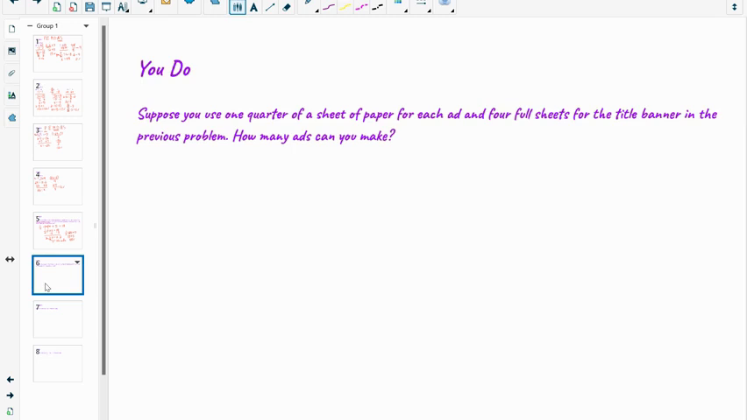All right, so this question says, suppose you use 1/4 sheet of paper for each ad and 4 full sheets of paper for the title banner. So let's reflect on what our equation was previously. It was 1/2 P plus 5 equals 18. Now the problem does not change the amount of paper we have. We still have 18, so that 18 on the right side, that's good. But we are going to be changing this 5. We now only need 4 sheets of paper for the title banner. So that's 4. And now we only need 1/4, so we're going to change this 1/2 to 1/4.